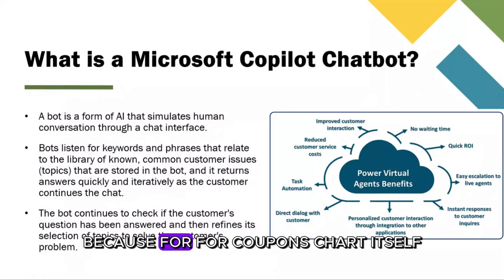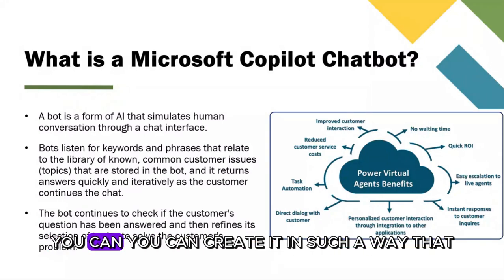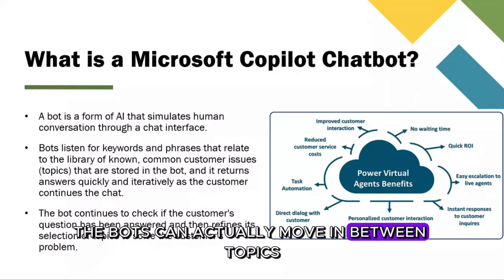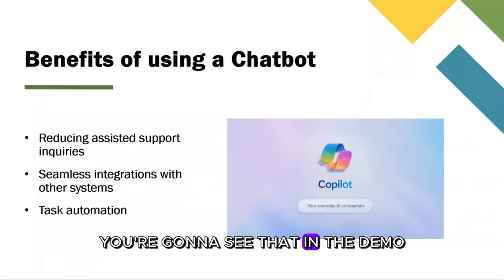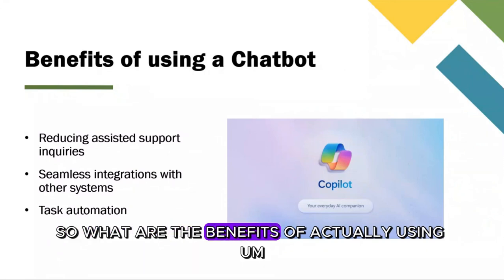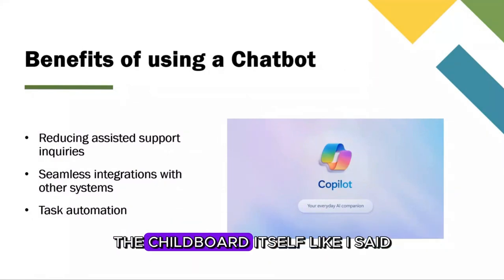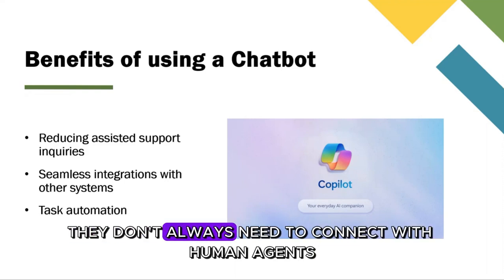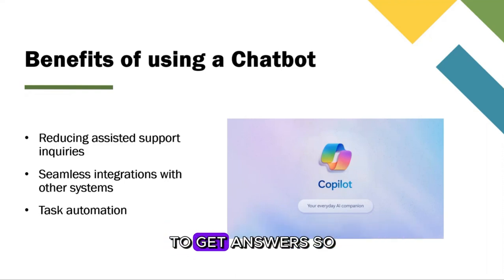Because for Copilot's chat itself, you can create it in such a way that the bot can actually move in between topics. You're going to see that in the demo. So what are the benefits of actually using the chatbot itself? Like I said, it reduces assisting support inquiries. Most times customers don't always need to connect with human agents to get answers.